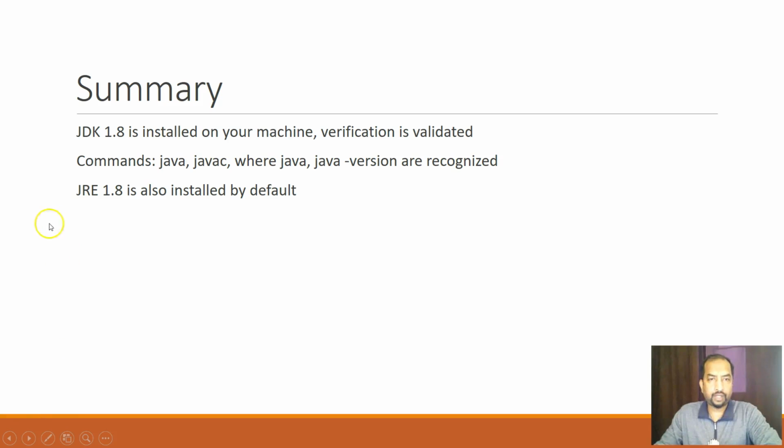And let's cover the summary. JDK 1.8 is installed on your machine. Verification is done. Commands like java, javac, java -version are recognized, and JDK 1.8 also installs JRE.